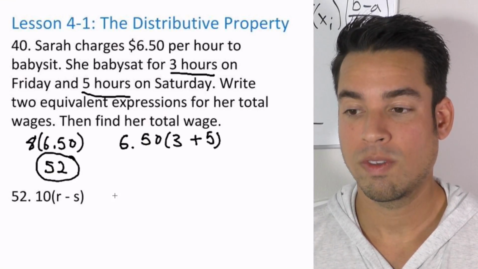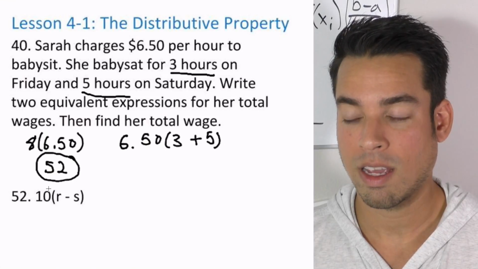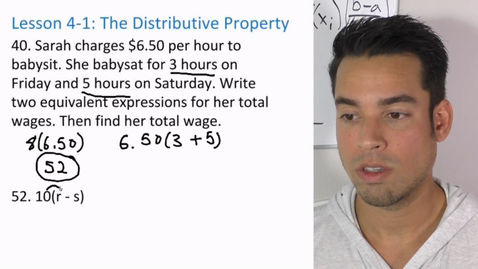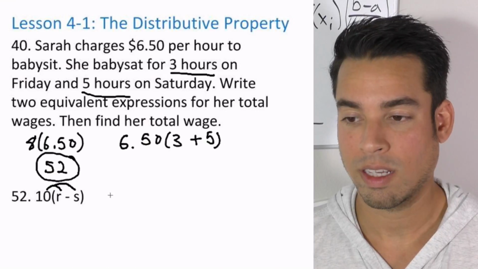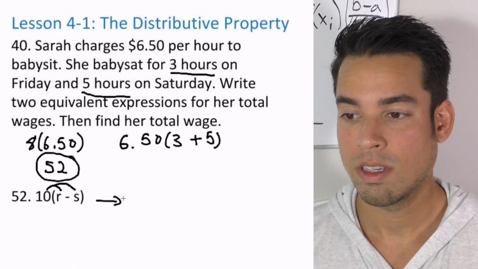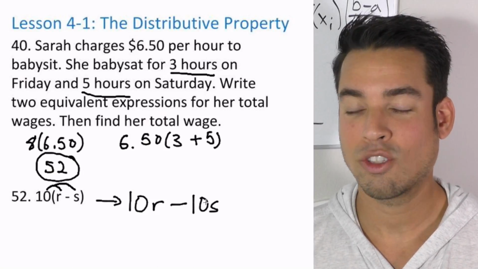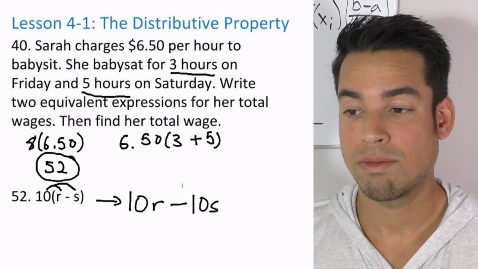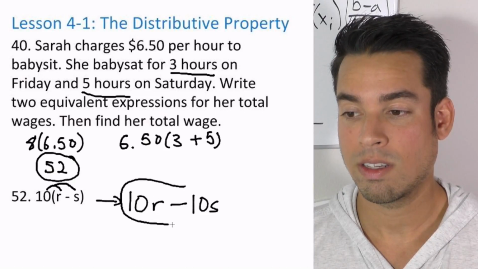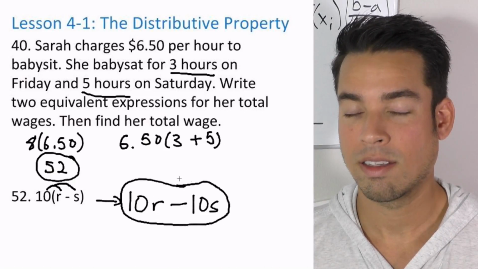Finally, we've got a 10 times an r minus s distribution. We're going to let it jump over like that. So this becomes 10 times r minus 10 times s, and that's it. These are not like terms. We can't simplify any further. So this is our final answer, and done.